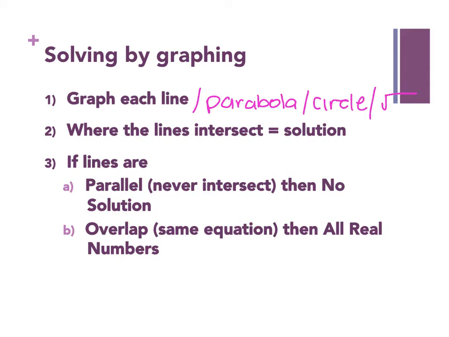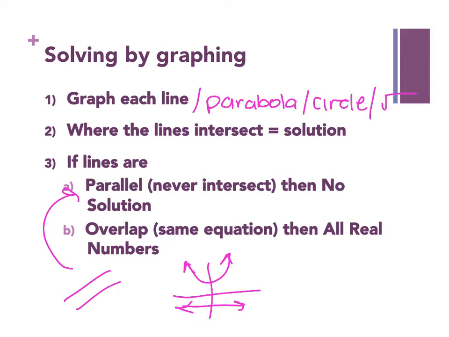Just like before, there's two special cases. If the lines are parallel or the two shapes never intersect, then there's no solution. And if they end up being the same equation or you draw the lines and they would overlap, then your answer is all real numbers. So you can get parallel lines that never intersect. That's going to be no solution. You can get a parabola and a line never going to intersect, no solution. Okay, you could get a circle and a parabola. The circle up here, the parabola down here, never going to intersect, no solution.